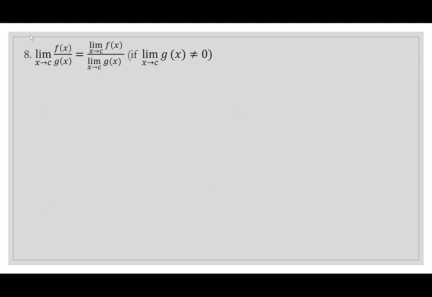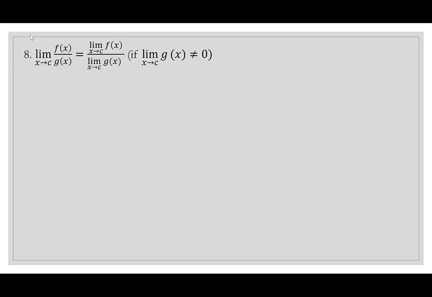So this is the big one. This is the 8th property that we need to talk about, and this is the one where you make sure you write this down. So here I have the limit as x goes to c of f of x over g of x. It's equal to the limit as x goes to c of f of x divided by the limit as x goes to c of g of x. But super important here: g of x can't be 0. So 0 becomes a problem because we know we're not allowed to divide by 0.